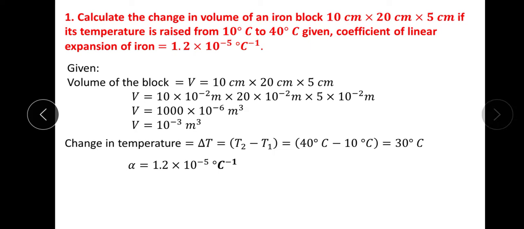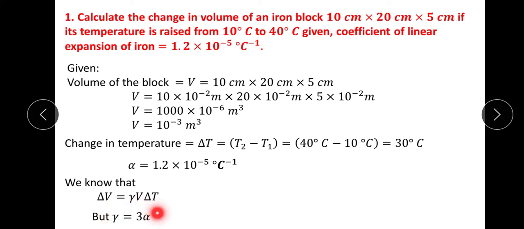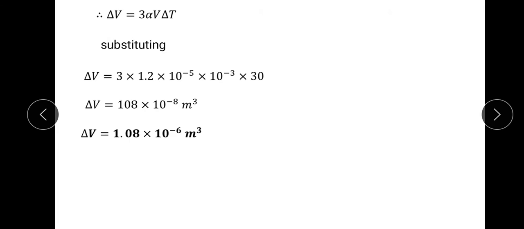Now let us find the change in volume using this formula. Change in volume is equal to gamma into V into delta T. This gamma is nothing but the coefficient of volume expansion. But we know that the coefficient of volume expansion gamma can be written as 3 times alpha, where alpha is coefficient of linear expansion. Therefore, substitute this gamma by 3 alpha. What we get is delta V is equal to 3 alpha V into delta T.